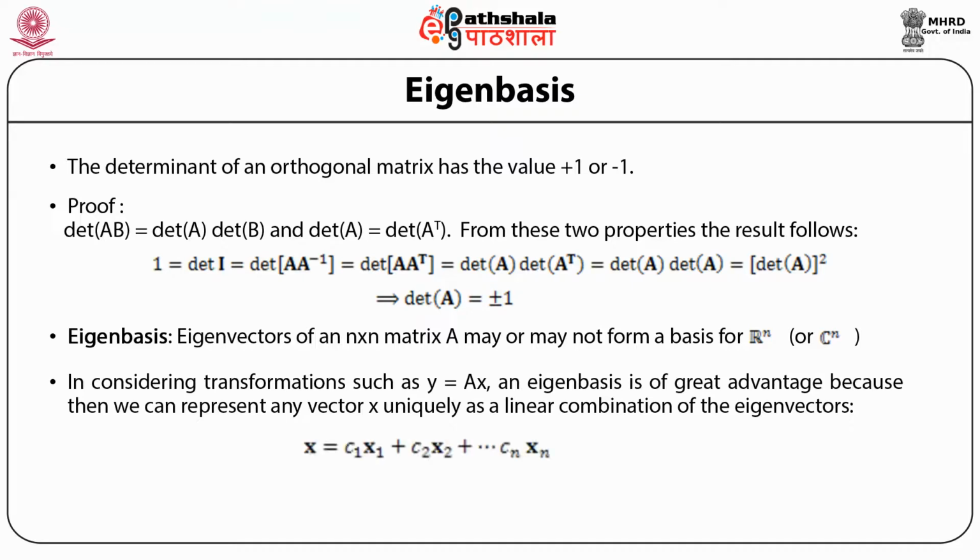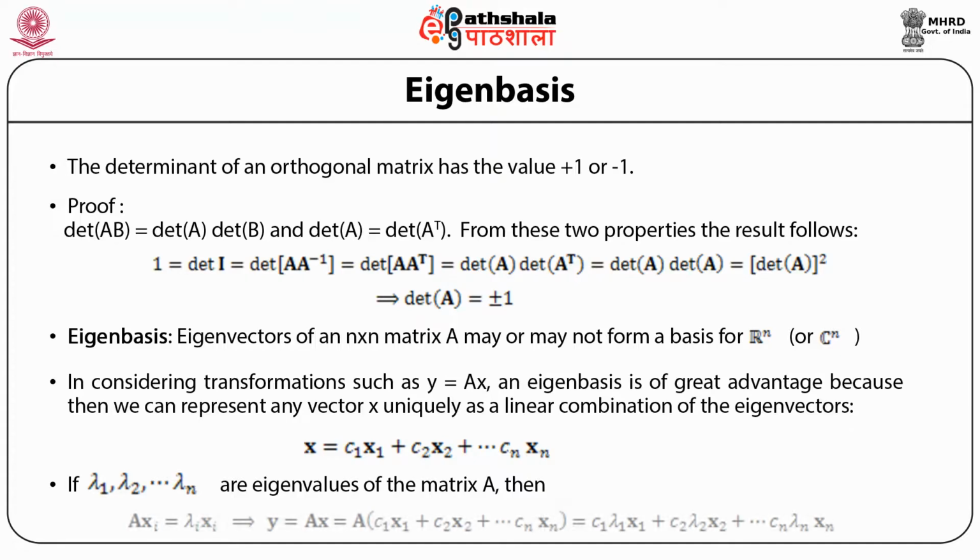That is, x is equal to c1 times the vector x1 plus c2 times vector x2 plus so on till cn times the vector xn. If lambda1, lambda2 and so on till lambda n are the eigenvalues of matrix A, then the matrix A times vector xi is equal to lambda i times xi.